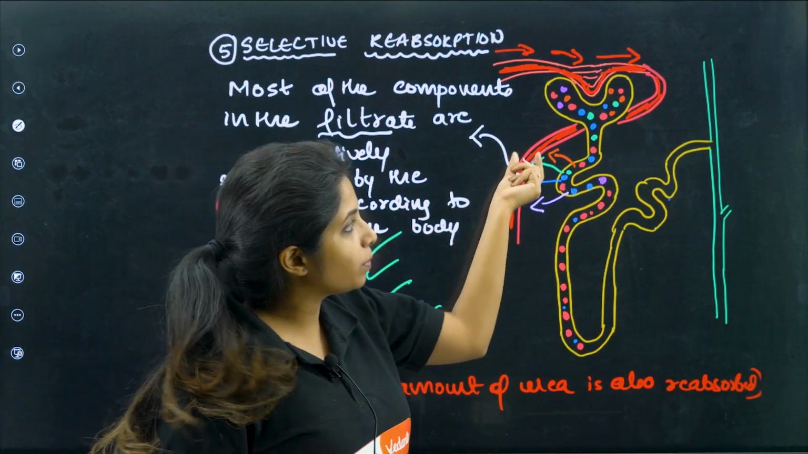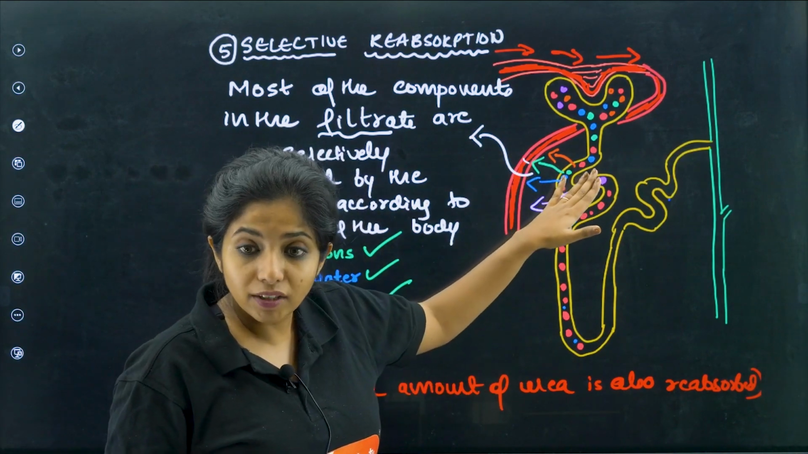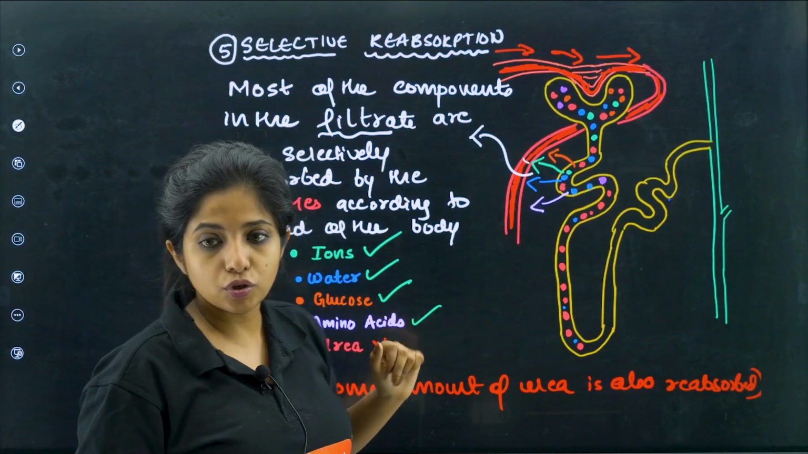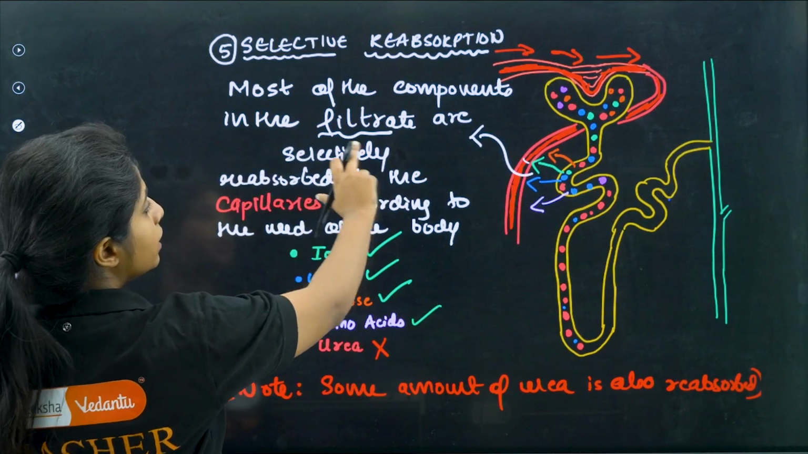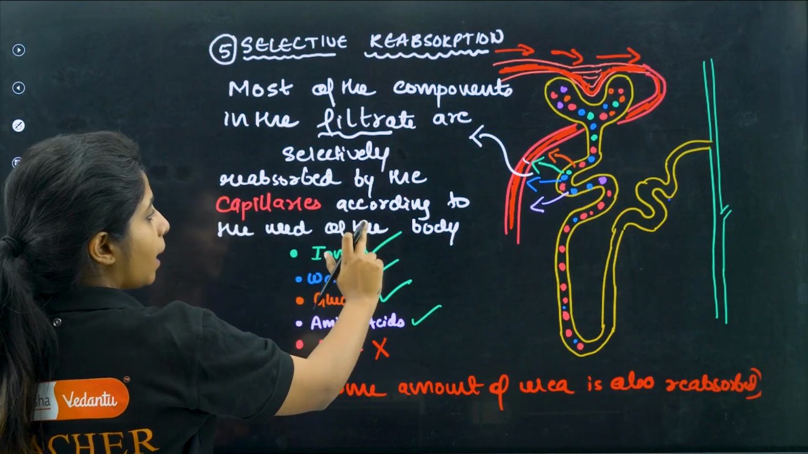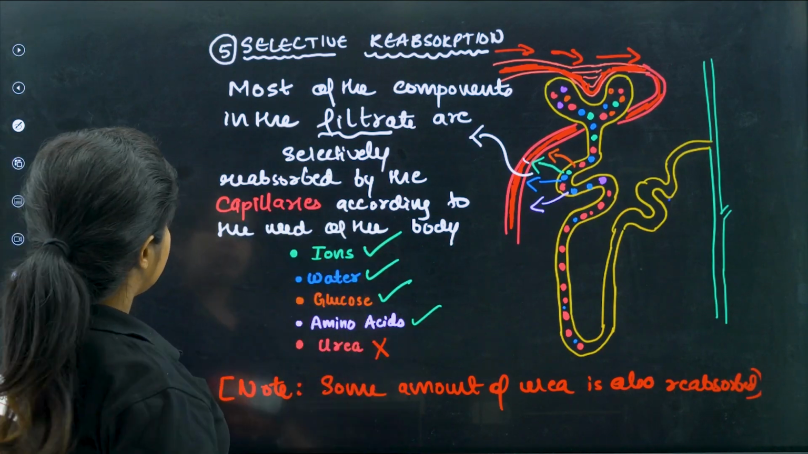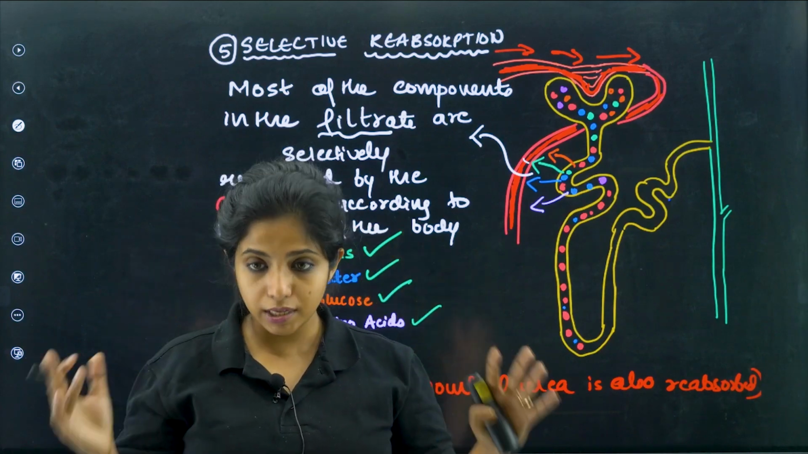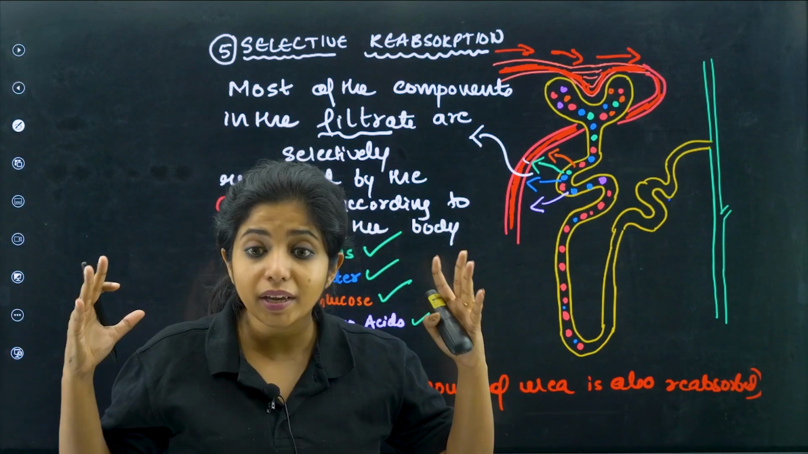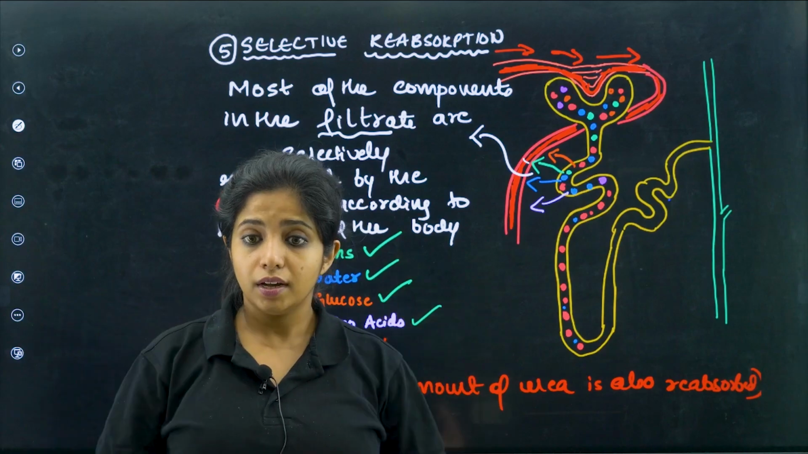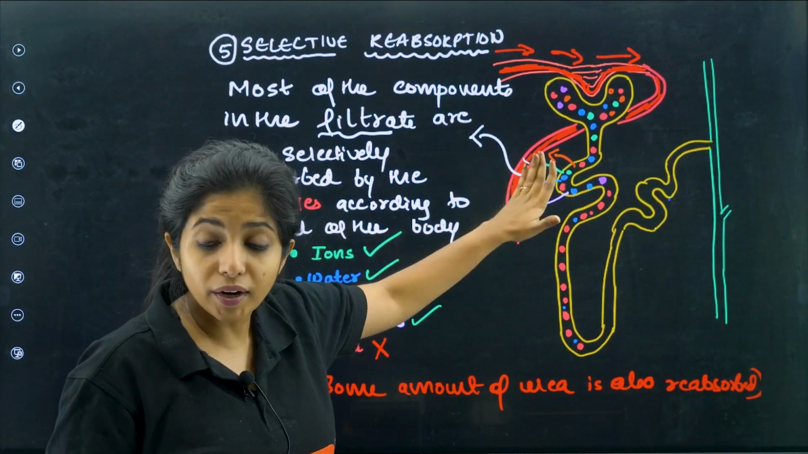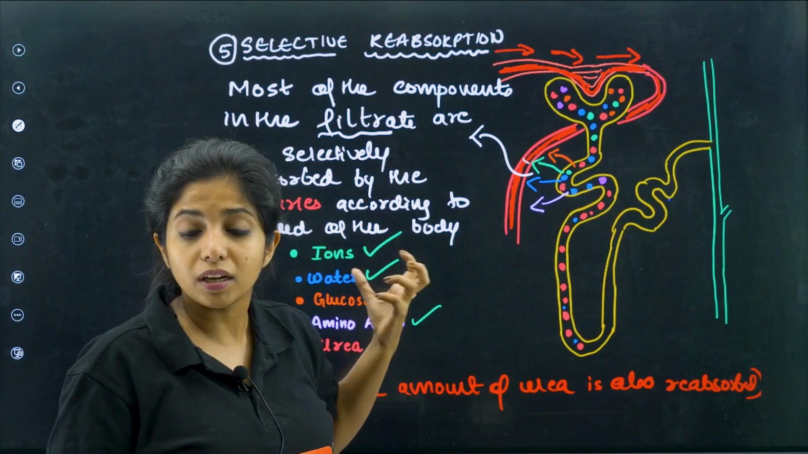How, ma'am? Because the blood is now deficient in it. Here you have this in more amount, so things could be moving from here back to this place. Most of the components in the filtrate are selectively reabsorbed by the capillaries according to the usage of the body. For example, if I feel suddenly the glucose in my body is less, at this point of time I want my kidneys to reabsorb glucose. Otherwise, I will go down. So this glucose is taken. According to the need of my body, things are being reabsorbed.